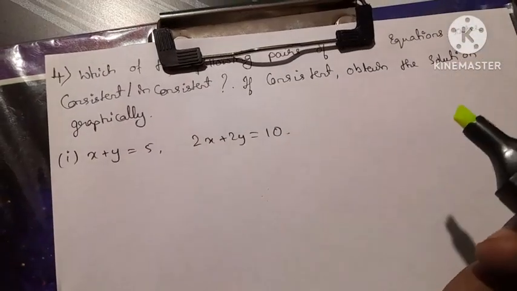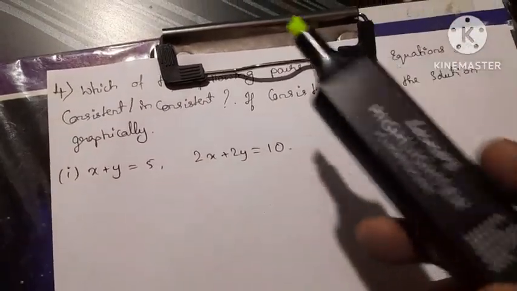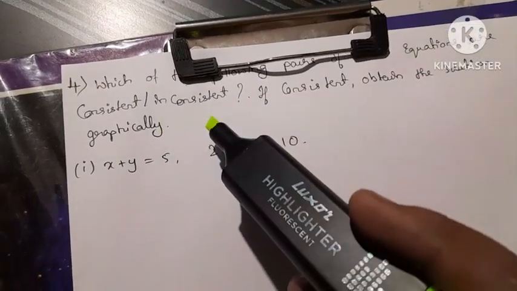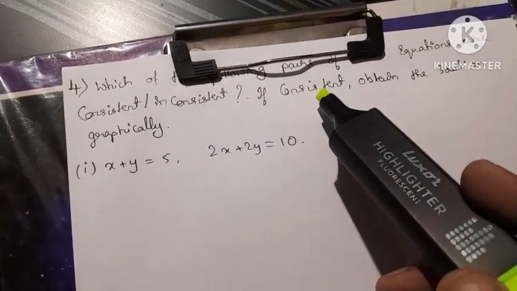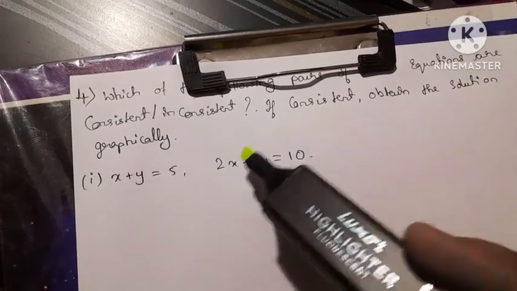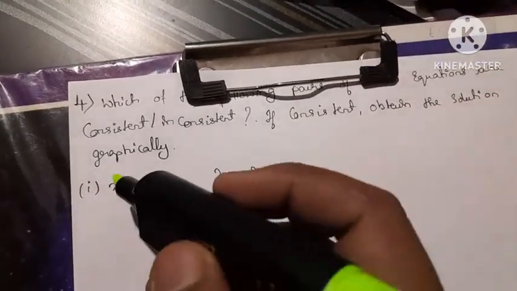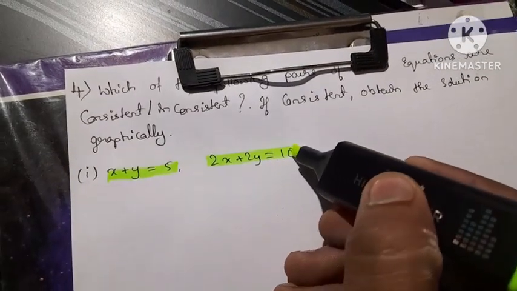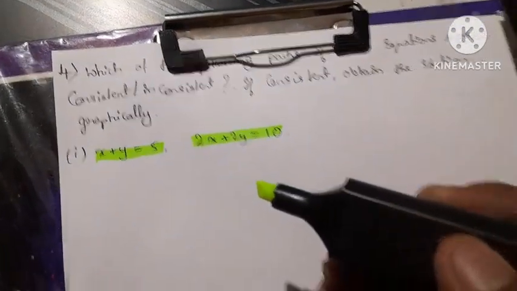Today we'll start with question number 4. In this question it says, which of the following pairs of linear equations are consistent or inconsistent, and if the pair of equations are consistent then we have to obtain the solution graphically. What are the given equations? x plus y equal to 5 and 2x plus 2y equal to 10. These are the given pair of equations.